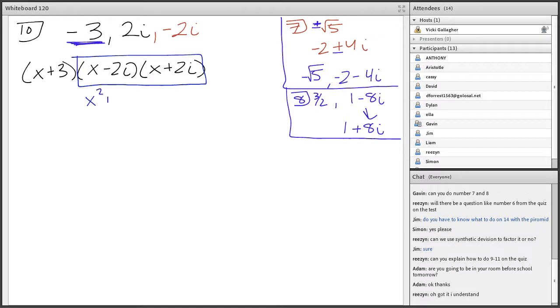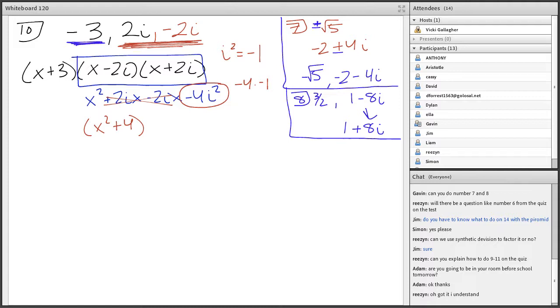This is going to turn into x squared plus 2ix minus 2ix minus 4i squared. What ends up happening is these will cancel. And then we learned a couple chapters ago that i squared is the equivalent of -1. And so that means that this part right here is actually saying -4 times -1, and -4 times -1 is +4. And so this crazy thing with my letter i's turns into x squared plus 4.